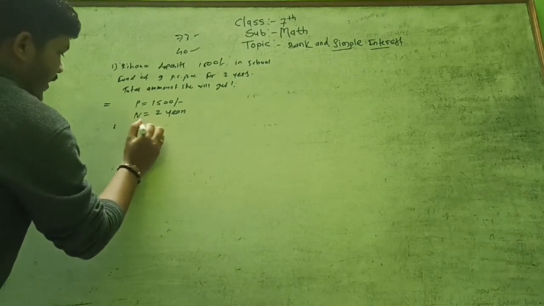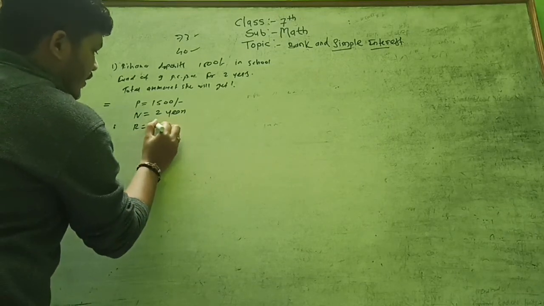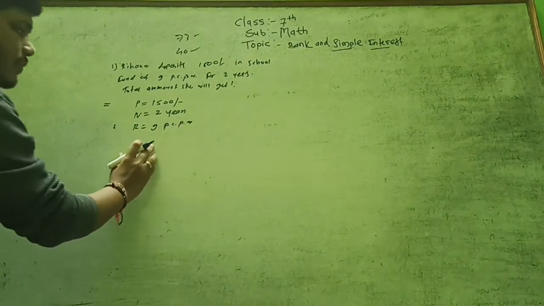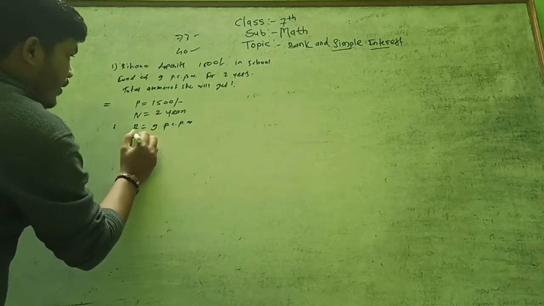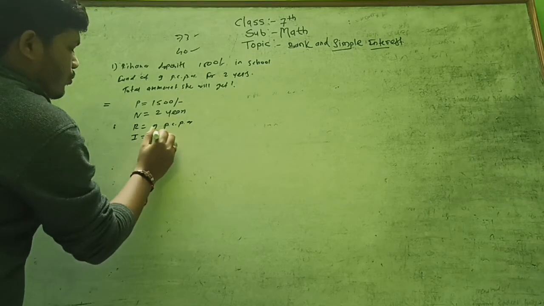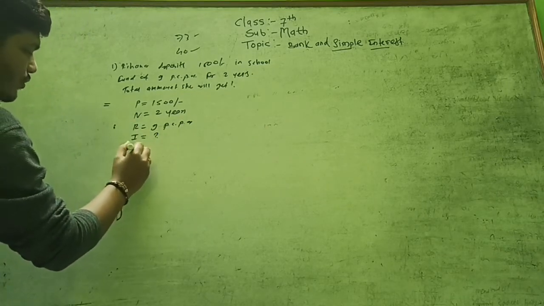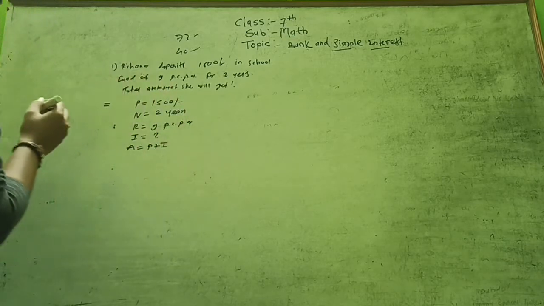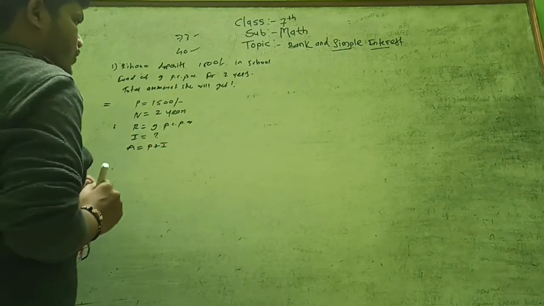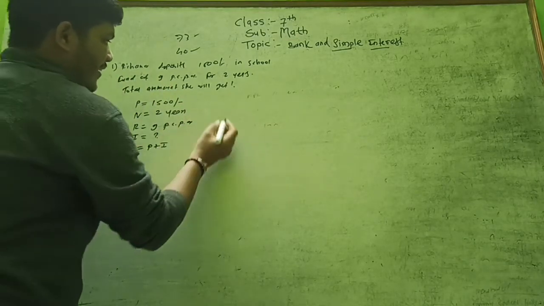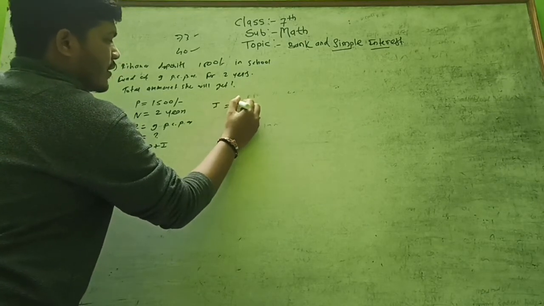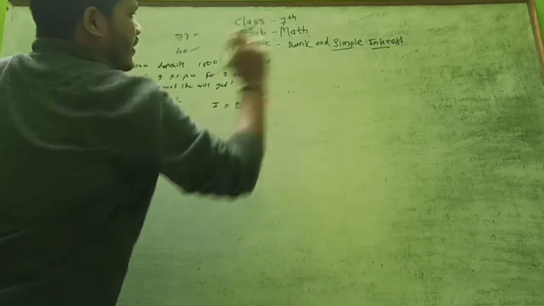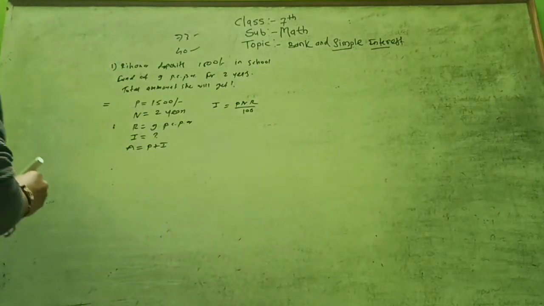Now what is R? The rate of interest is 9% per annum. We have to find out the total amount, so first of all we have to find out the interest. Total amount is the principal plus interest. So we will go by our standard formula: interest is PNR upon 100. This is the formula for the simple interest.